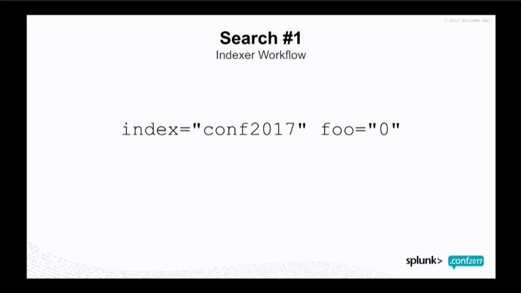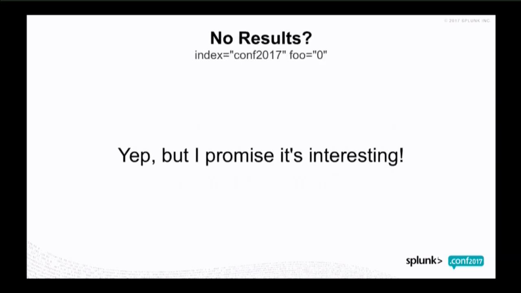All right, search number 1. index=conf2017 foo=0. We're going to run this search from September 1st through the 27th. Now, you might be thinking, if foo is A to Z, and we're going to search for foo=0, that's just going to return nothing, right? And you'd be right. It is. But actually, quite a lot goes into something as mundane as a no results found search. So let's take a look.